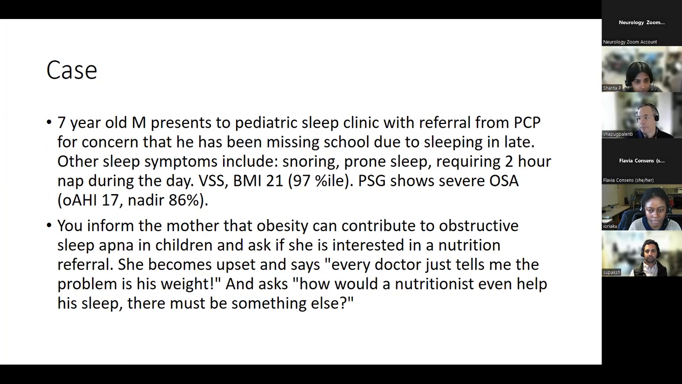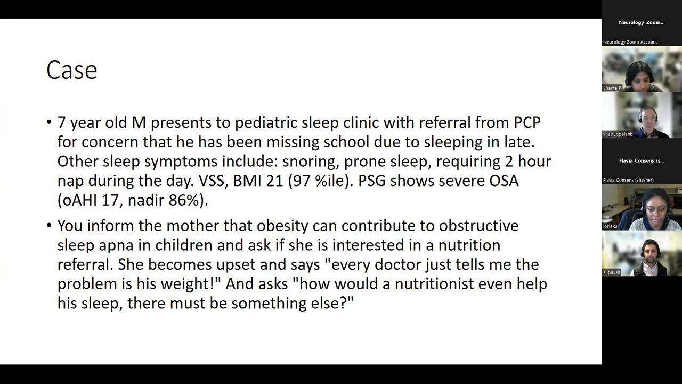His other sleep symptoms are snoring. Mother notices that he sleeps prone. He requires naps throughout the day. And then his vitals were stable. His BMI is in the 97th percentile, and he has a sleep study that's done. And you find that he has severe OSA.